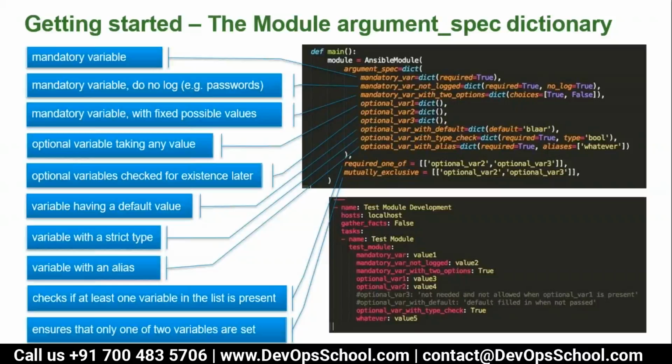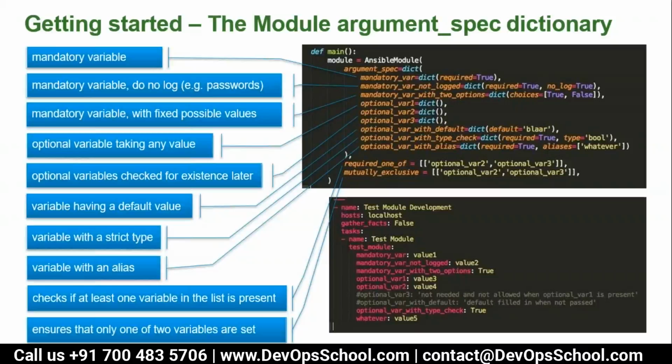If you want to declare a mandatory variable but with fixed values, like choices, like a boolean, in that case you can use choices equal to true and false. Here you specify the fixed values. You cannot accept anything else but true and false. If you want the argument to take any values, then you set a simple dict with brackets, not parenthesis, brackets.